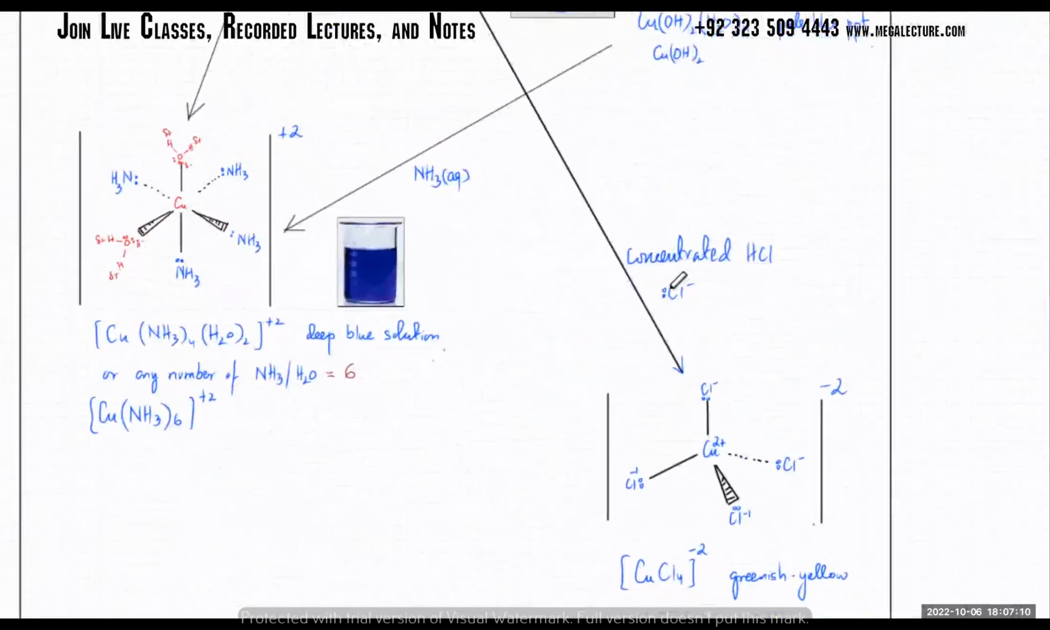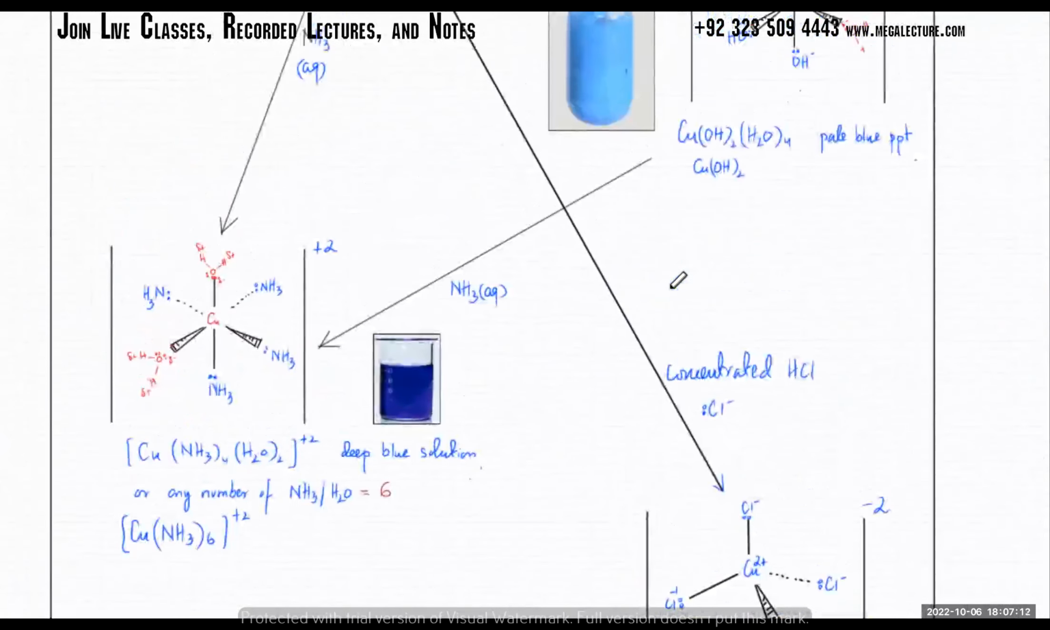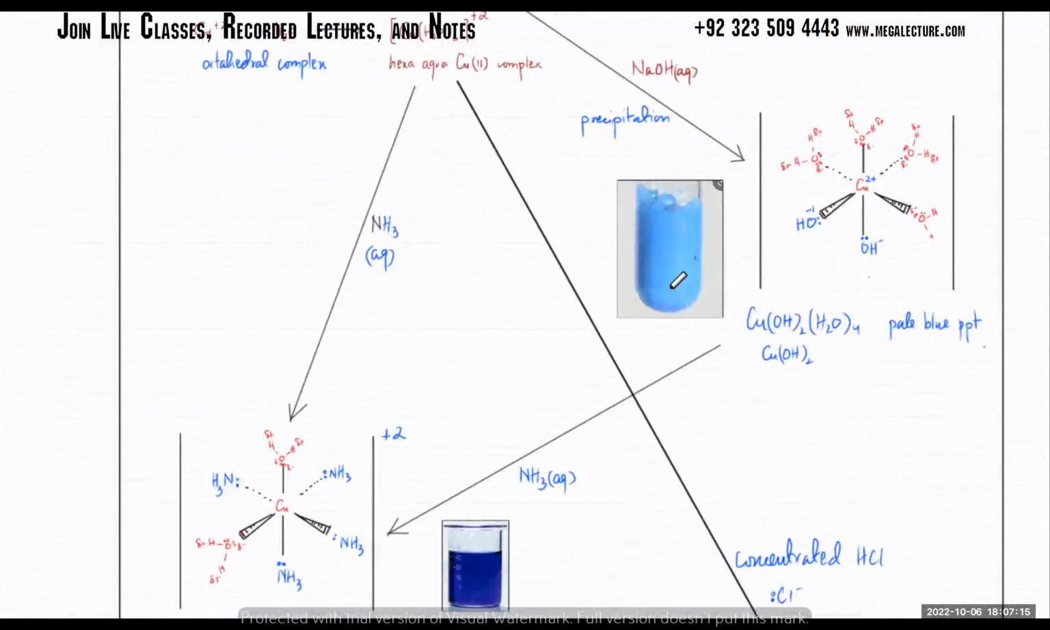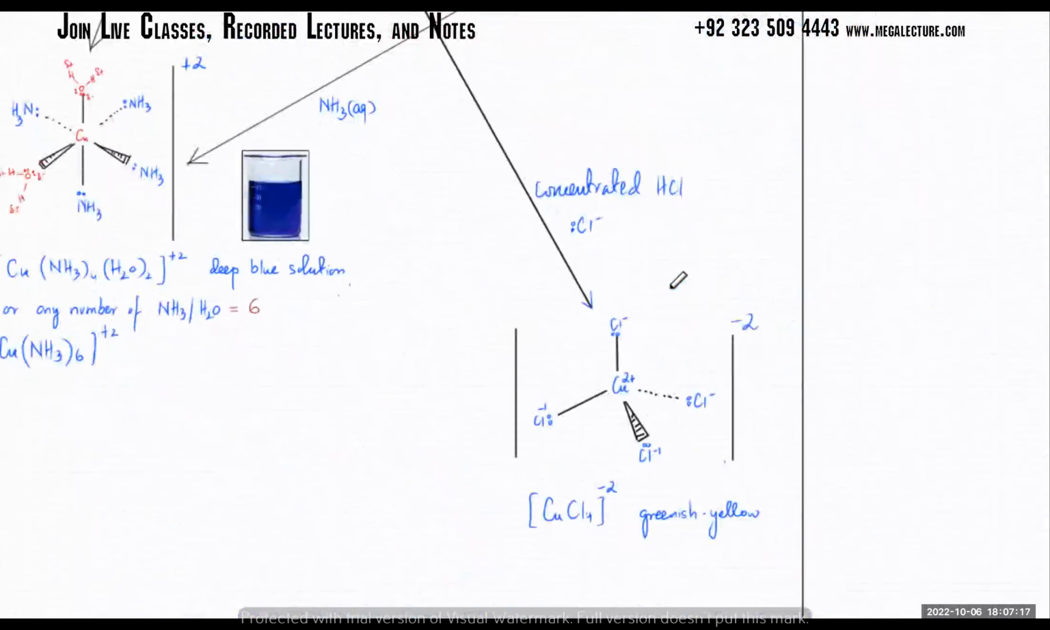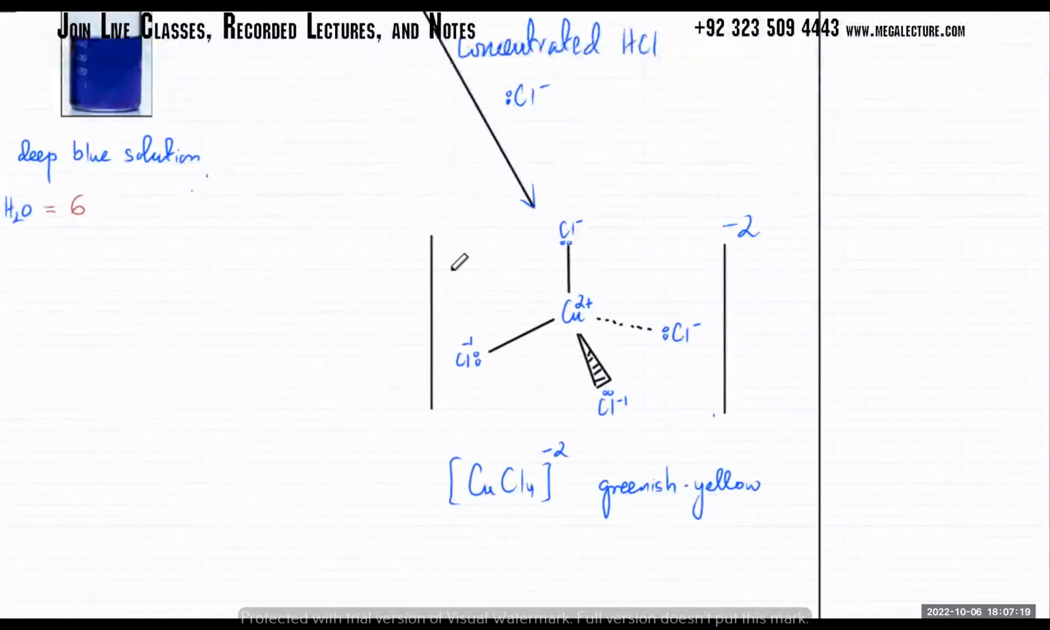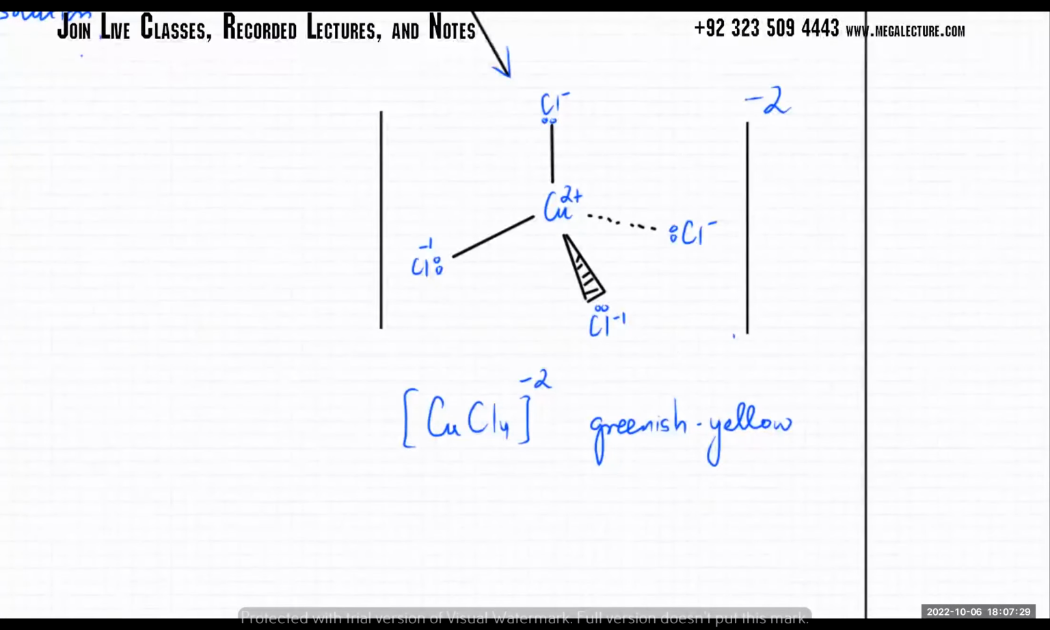And then we had another one, which is that if you add concentrated HCl to it, Cl- knocks out all the water molecules, and the Cl- ions surround it. This complex is known as a tetrahedral complex. Let me write that. This one is a tetrahedral complex. The reason it's called a tetrahedral complex is that the shape is tetrahedral.